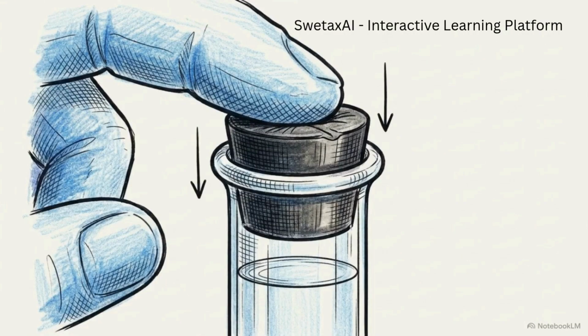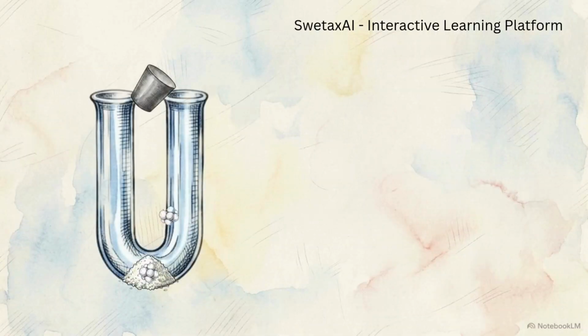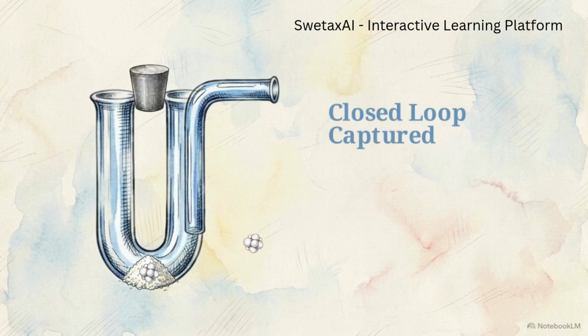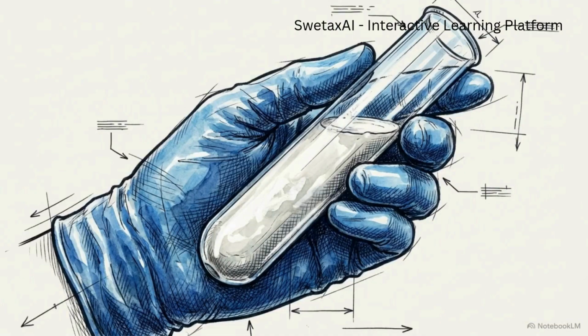The critical step in assembly is pressing the rubber stoppers firmly into the top of the tubes. If the seal is loose, the gas we are trying to measure will leak out into the room instead of traveling down the delivery tube. Securing that closed loop is the only way we can capture the invisible gas that drives the entire experiment, giving us the physical proof necessary to identify what chemical we are holding.